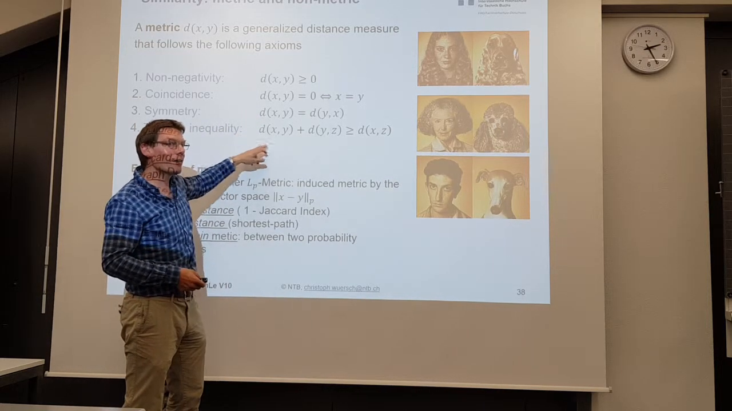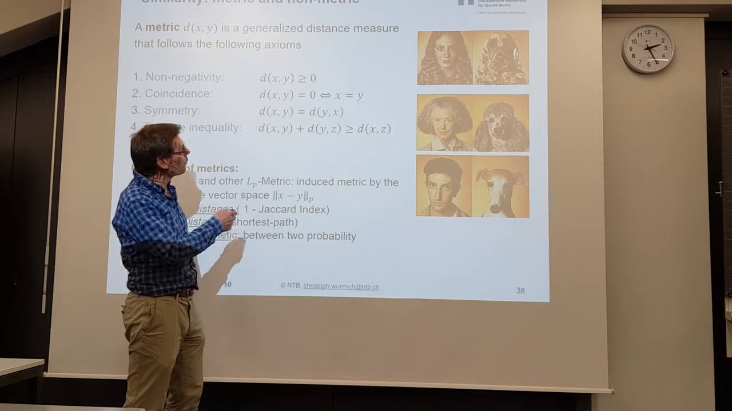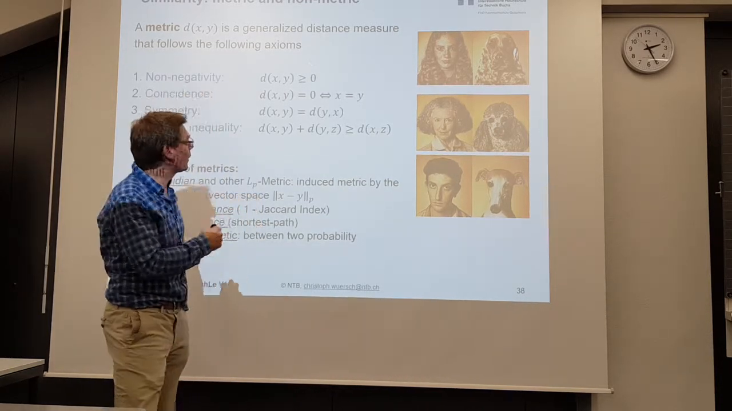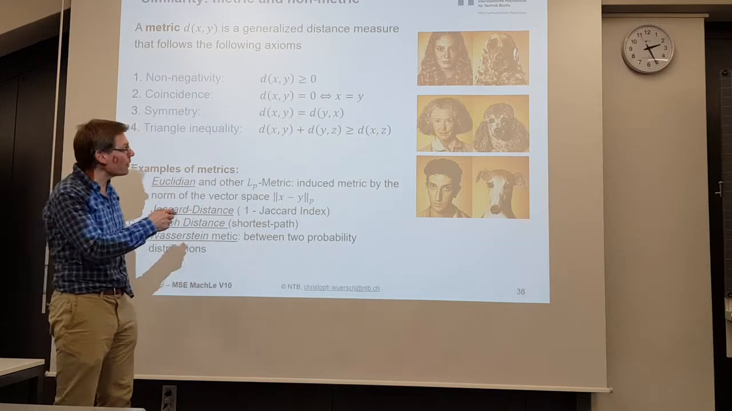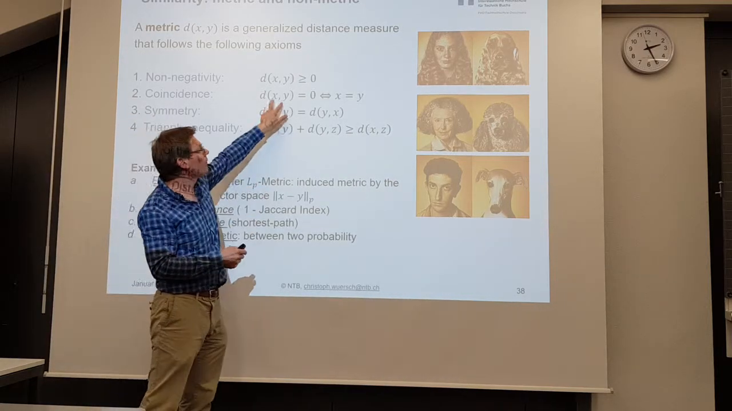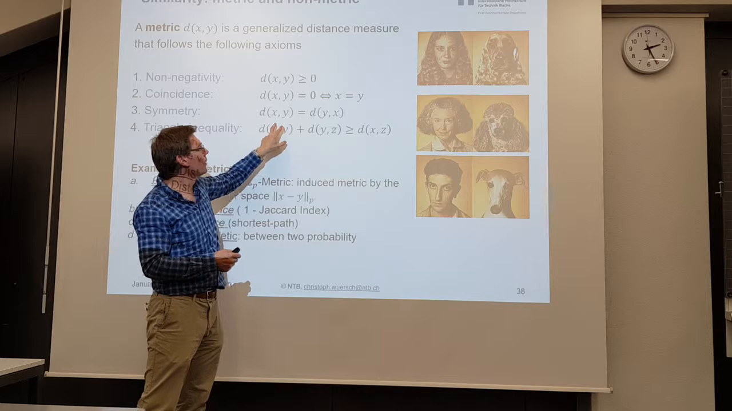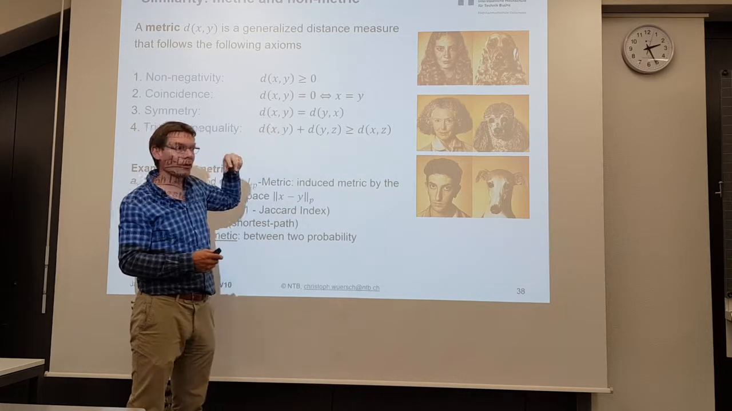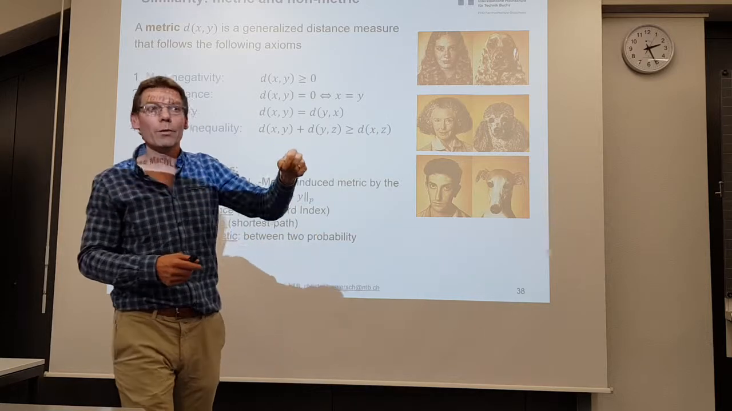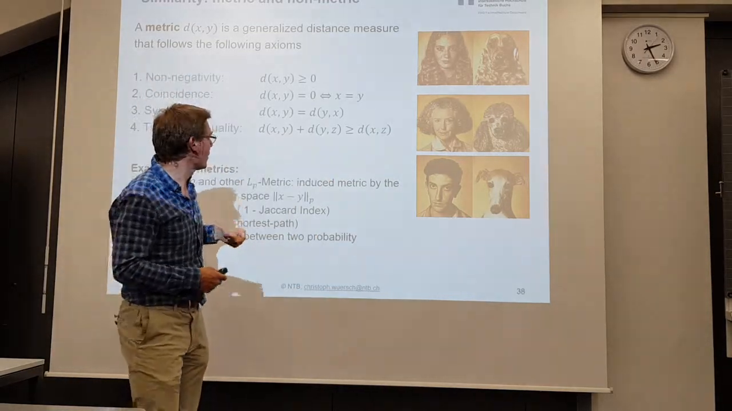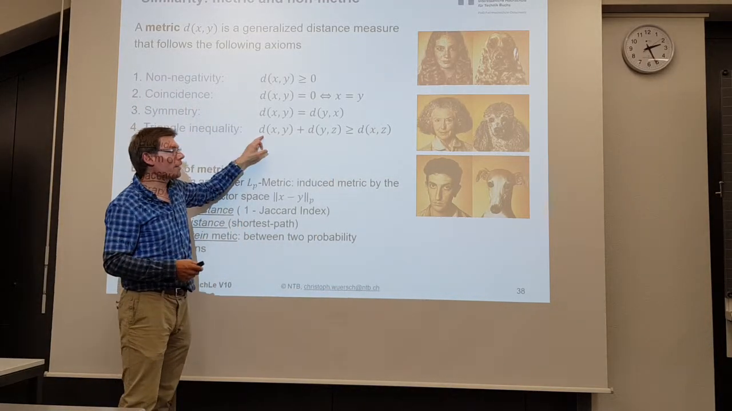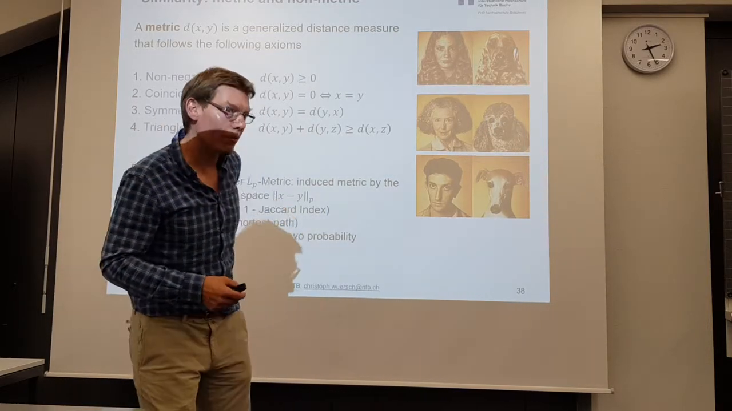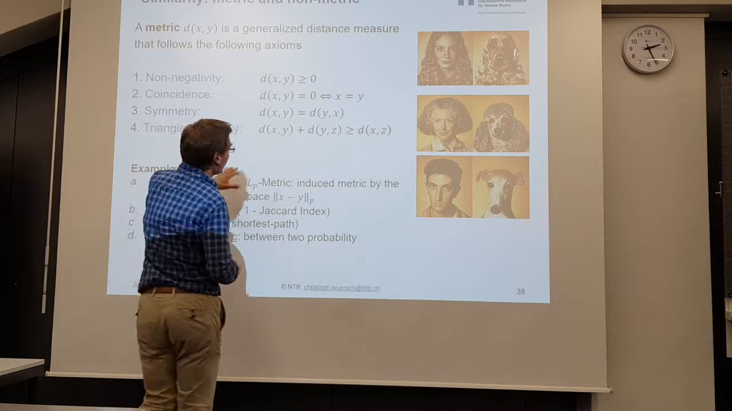A metric is a distance measure, and this distance measure is always non-negative, so it's bigger than or equal to 0. If it is 0, it must be the same data point. The next thing is that it is symmetric. Well, if I measure the distance from A to B, it must be the same as from B to A. And then we have the triangle inequality, which also must hold as a fourth axiom. That's actually the distance measure.